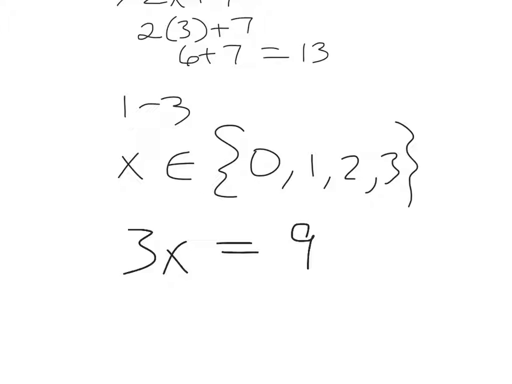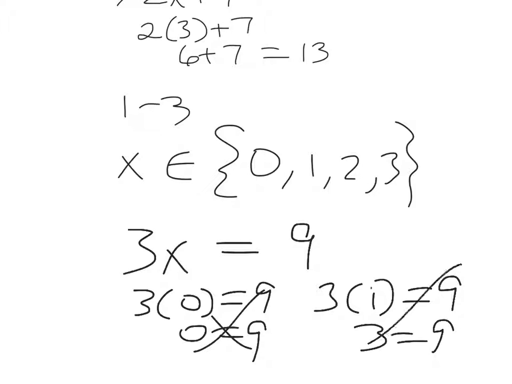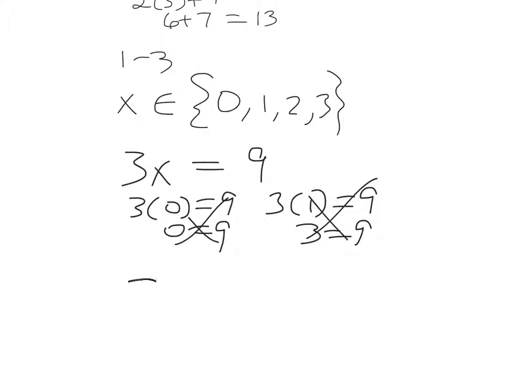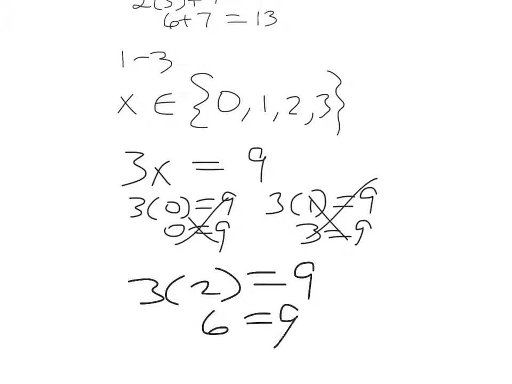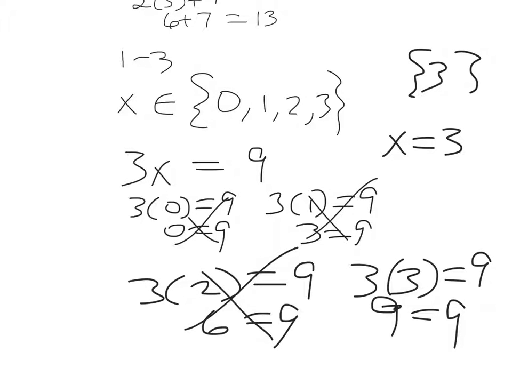And then once you do this and you replace 3 times 0, you're going to find that one doesn't work. 3 times 1, that one doesn't work. Then do 3 times 2. That one doesn't work. 3 times 3. And you'll find that that's the answer. So you would say for this problem, x is equal to 3, or you can put it in the set brackets.